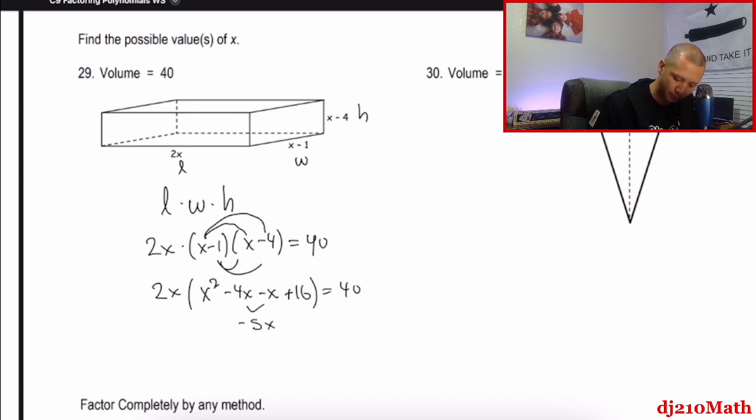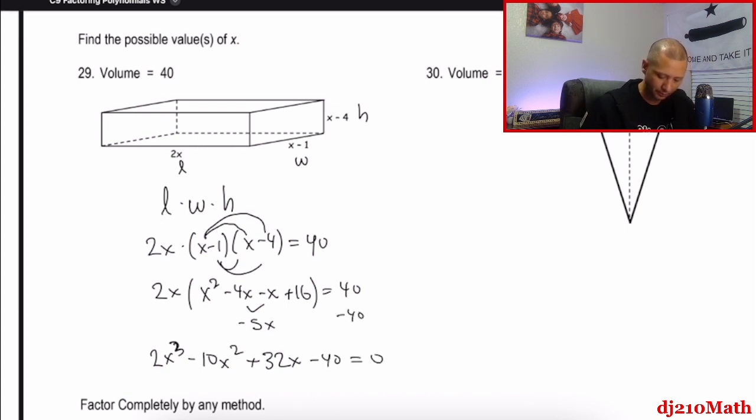Okay. When we run the 2x through, it's going to be 2x, no, x cubed. 2 times negative 5 is negative 10x squared. And then 2x times 16 will be plus 32x equals 40. But I'm going to subtract the 40 from both sides right now. Minus 40, which is equal to 0.